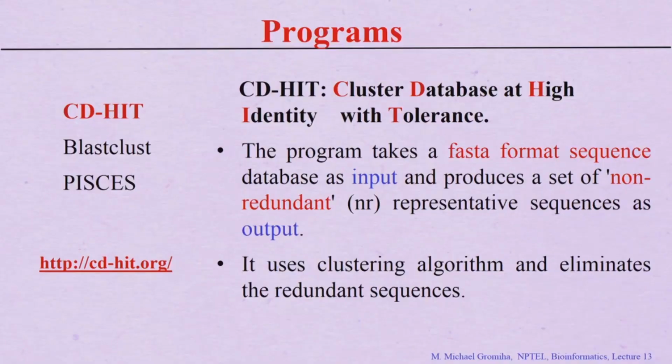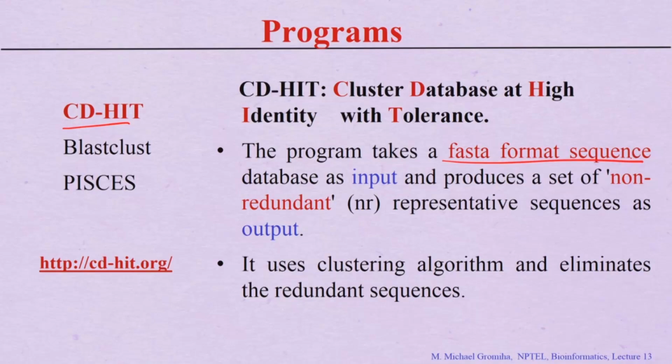One of the most popular software is called CD-HIT. CD-HIT refers to Cluster Database at High Identity with Tolerance. So, what does this program do? Our aim is to get the non-redundant sequences. For example, if you have 1000 sequences or 10,000 sequences, you need to extract the non-redundant data from this initial data set. So, here you have to give these sequences as input, because in this case we need to remove redundancy from the sequences.